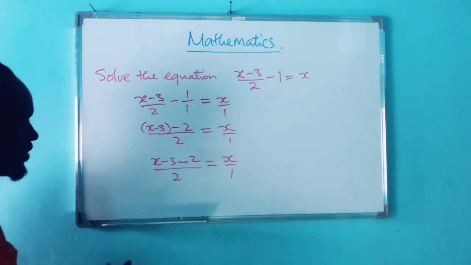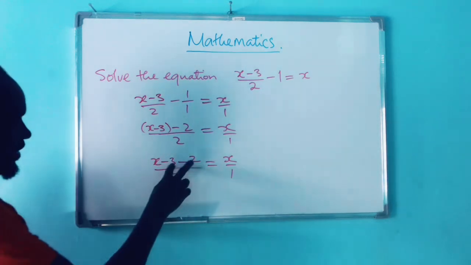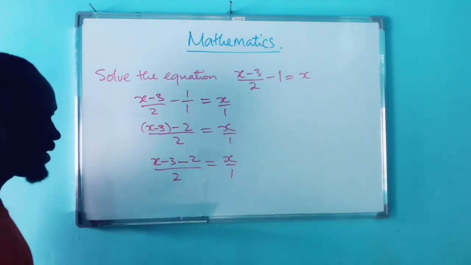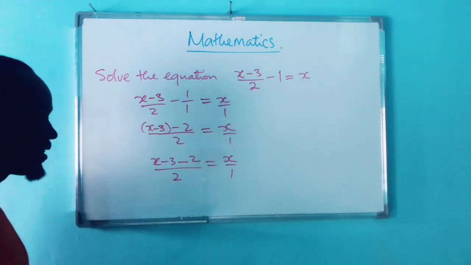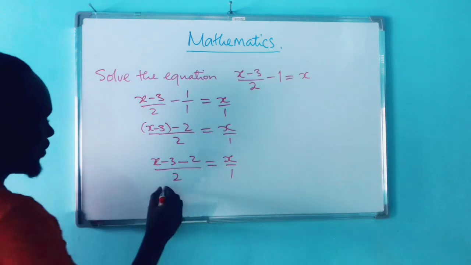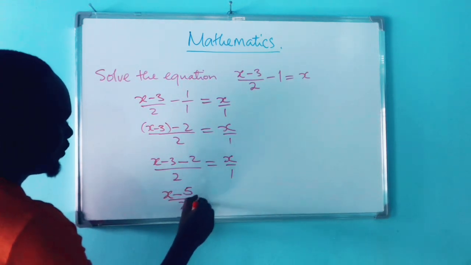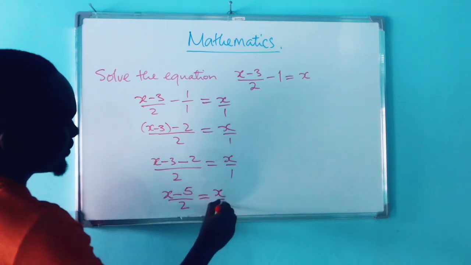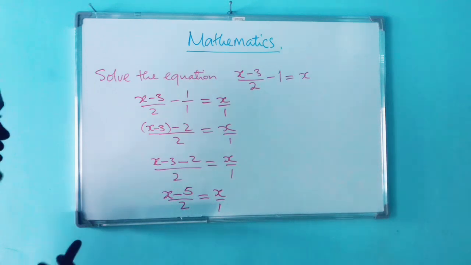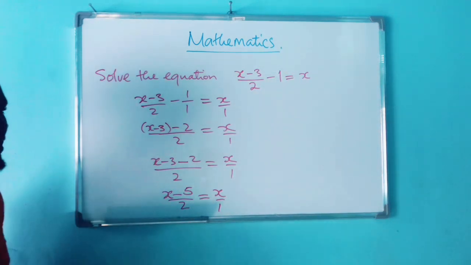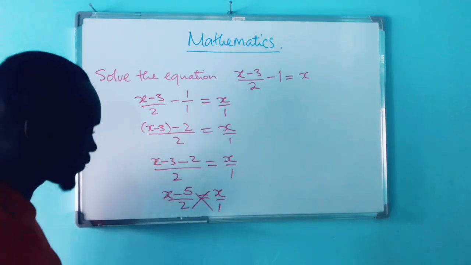Let's simplify further. We can easily add these two negative numbers, because if you have a negative number and a negative number, all we are saying is adding and maintaining the same negative sign. So we are going to have x minus 5 over 2 equals x over 1. Now, when you reach this stage, this is where most of us sing that chorus. Cross multiply. We can cross multiply here without wasting much time.